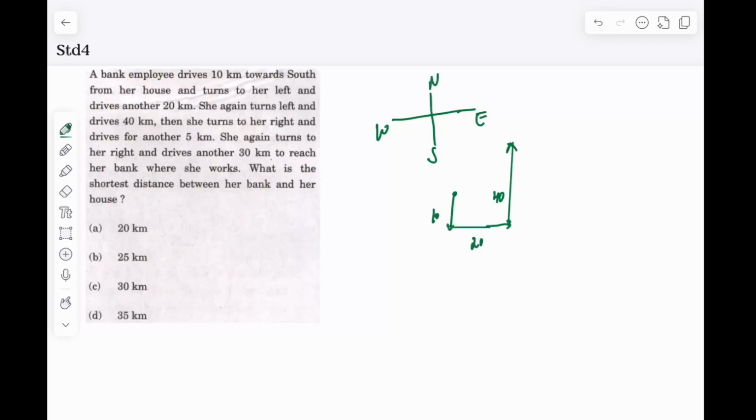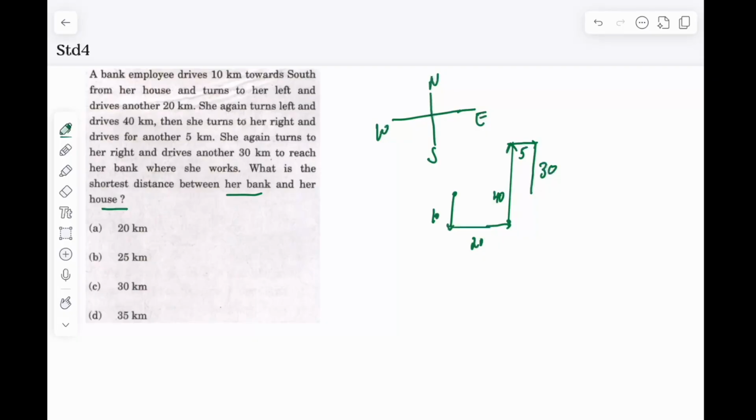Now this is the direction. Now she turns right and travels 5 kilometers. 5, good enough. Again, she turns right and now travels 30 kilometers. She's come down 30, right? To reach her bank where she works. What is the shortest distance between her bank and the house?